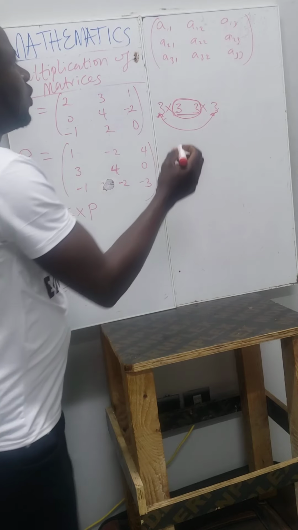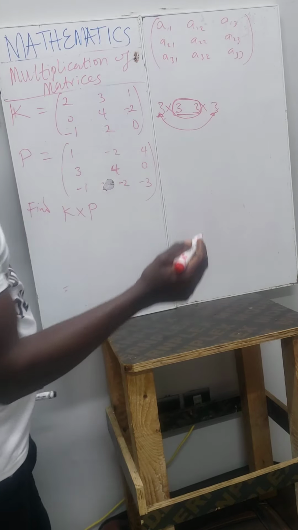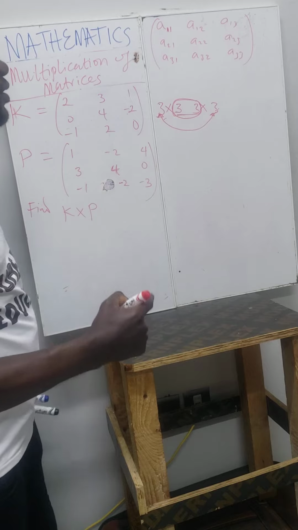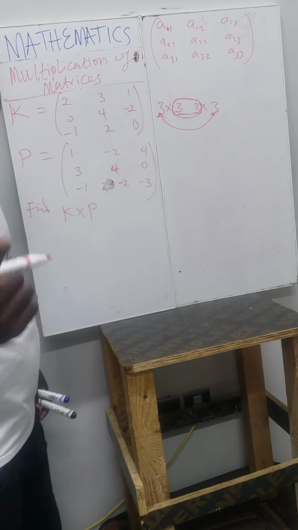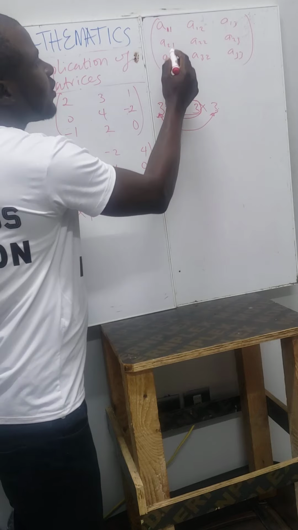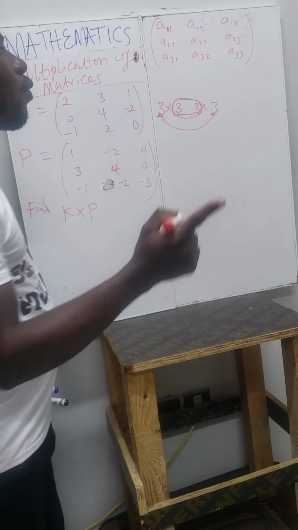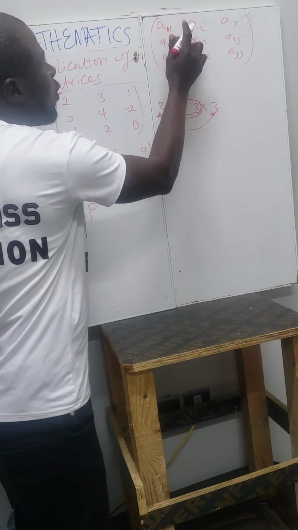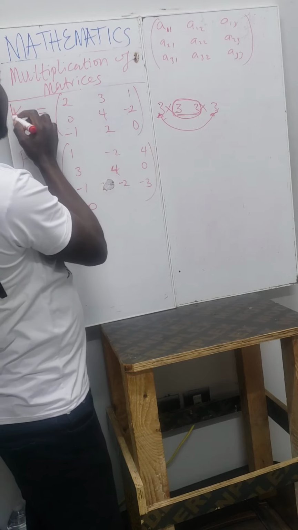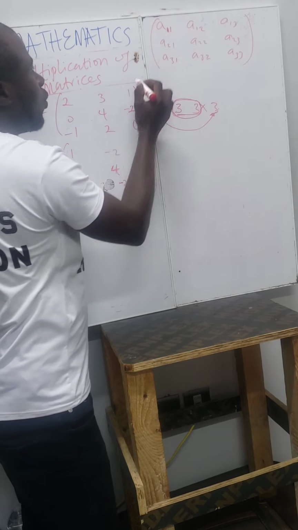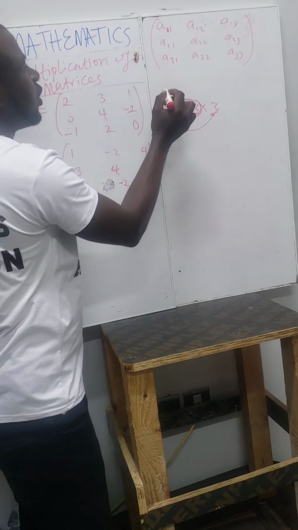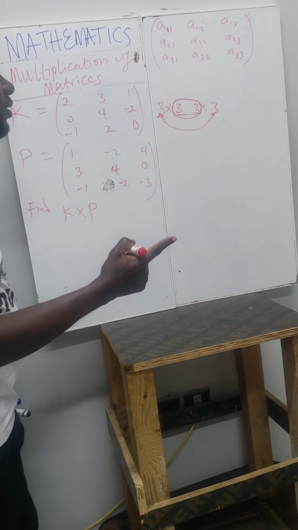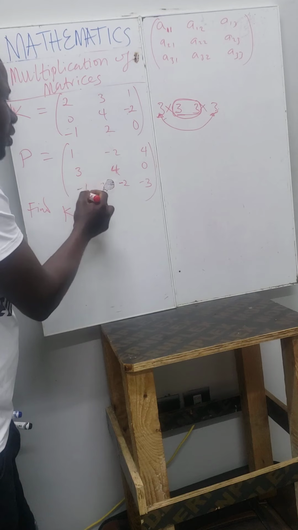You understand? So 1,1 and 1,2. Let me just quickly explain. The first number is talking about the first matrix, while the second number is talking about the second matrix. Take note. At the same time, the first number is talking about row, while the second number is talking about the column. So that simply means A11: the first row of the first matrix, matrix K, 2, 3, 1, is going to be used to multiply the first column of the second matrix, matrix P. The first column of the second matrix is here.